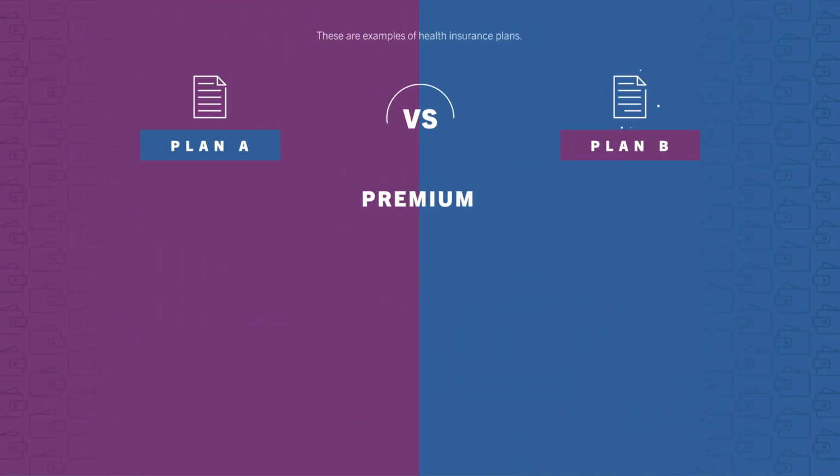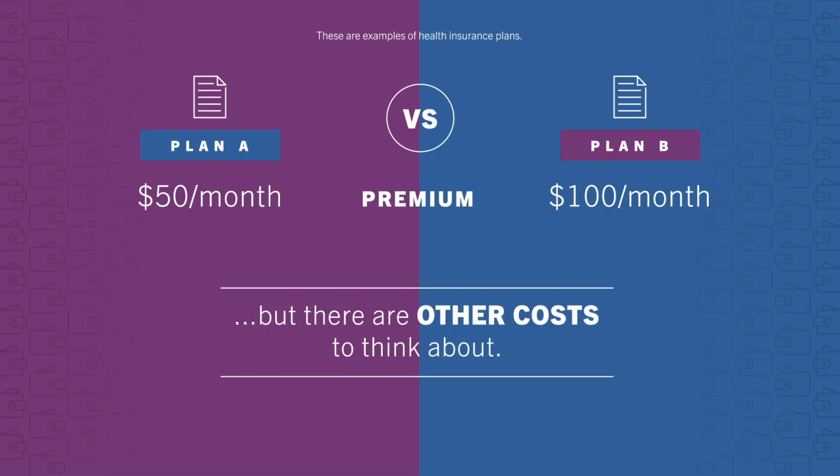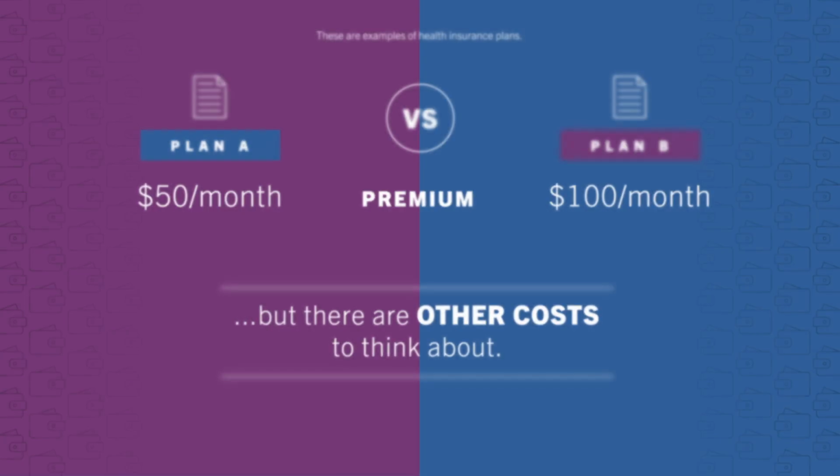Emilio's first option, Plan A, has a $50 per month premium, and his second option, Plan B, has a $100 per month premium. Emilio was ready to go with Plan A because it was less expensive every month, but Alejandro reminded him that there are other costs to think about.